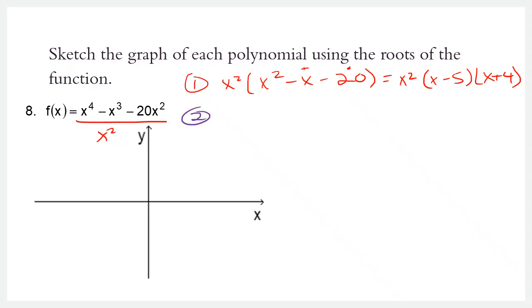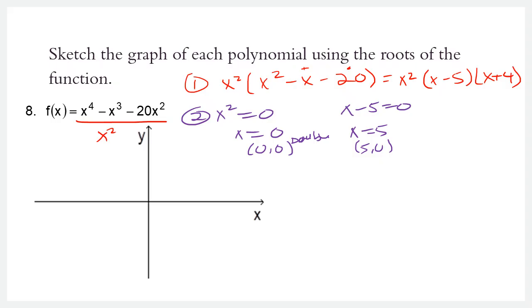Now that we're in factored form, we can find our zeros. We have x squared equals 0, which means that we have x equals 0. So at 0, 0, we have a double. Okay. And then we have x minus 5, so x minus 5 equals 0, means that x equals 5. It's a single, so we're going to just cross. And then we have x plus 4 equals 0, which means that x equals negative 4, and at negative 4, 0, again, it's just a single. So we had a double, and the reason why we had the double is because of the square, right? All right, moving on.